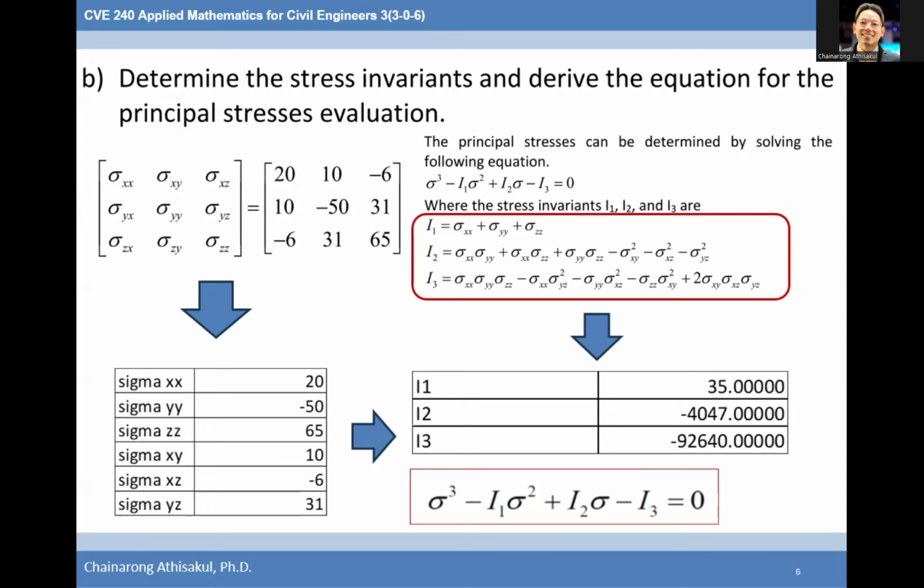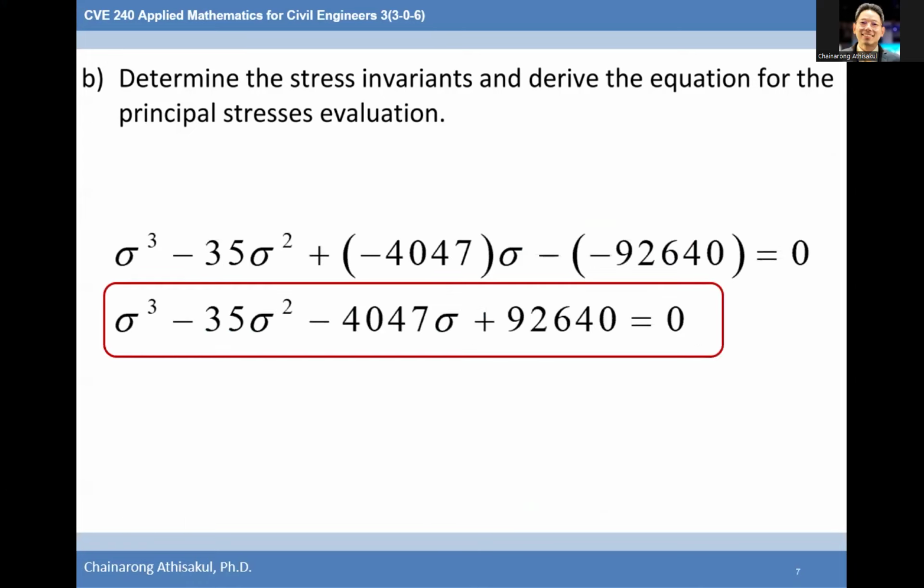After we have the stress invariants, we can form the equation to determine the principal stress. Just substitute I1, I2, and I3 into the equation, and we will find that this is the nonlinear equation that we would like to solve. Understood? Okay, we may start.